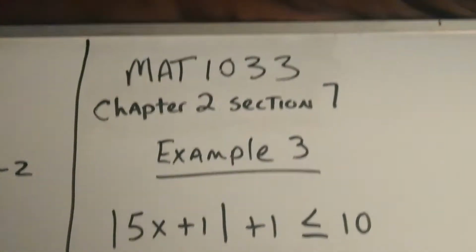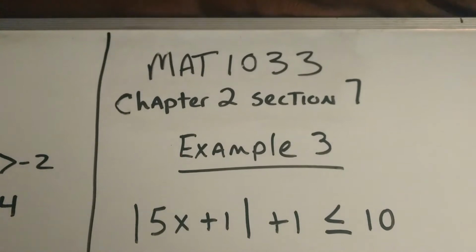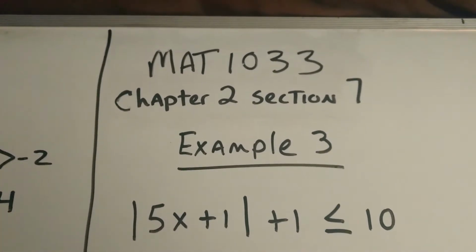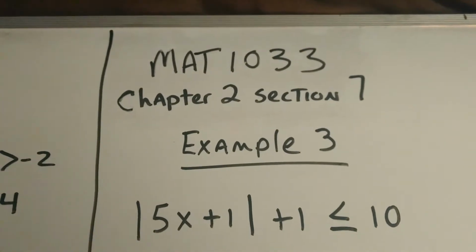Section for Chapter 2, Intermediate Algebra, MAT 1033. This is Section 7. This deals with absolute value inequalities.